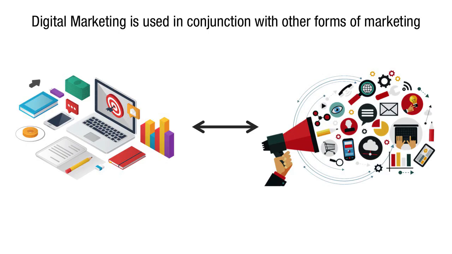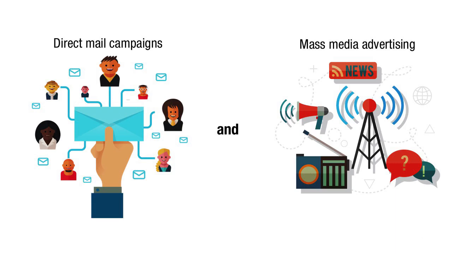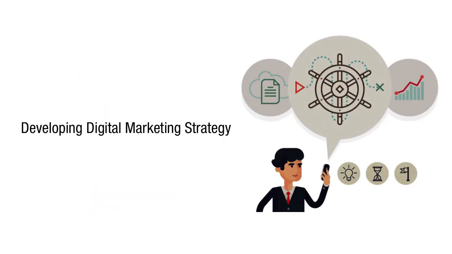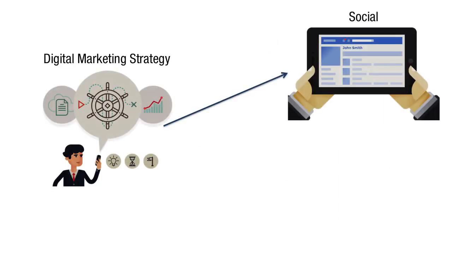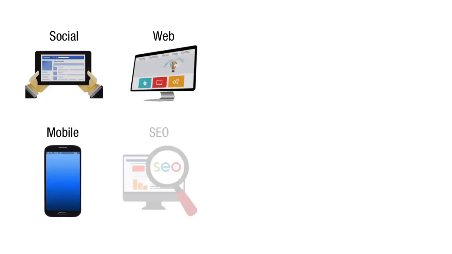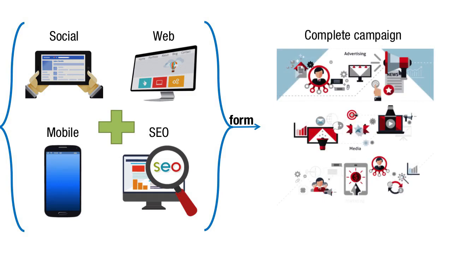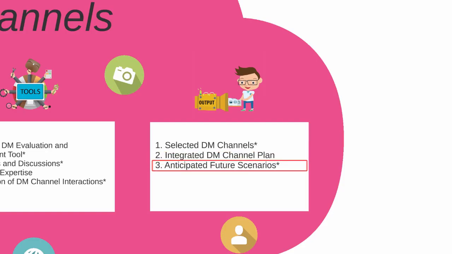It is important to understand that digital marketing is often used effectively in conjunction with other forms of marketing, such as direct mail campaigns and mass media advertising. As well, when developing a digital marketing strategy, multiple tactics should be considered, and most often a combination of social, mobile, web, and other similar digital channels will integrate and work together to form a complete campaign that more effectively drives sales conversions. Anticipated future scenarios is the last output of this process.